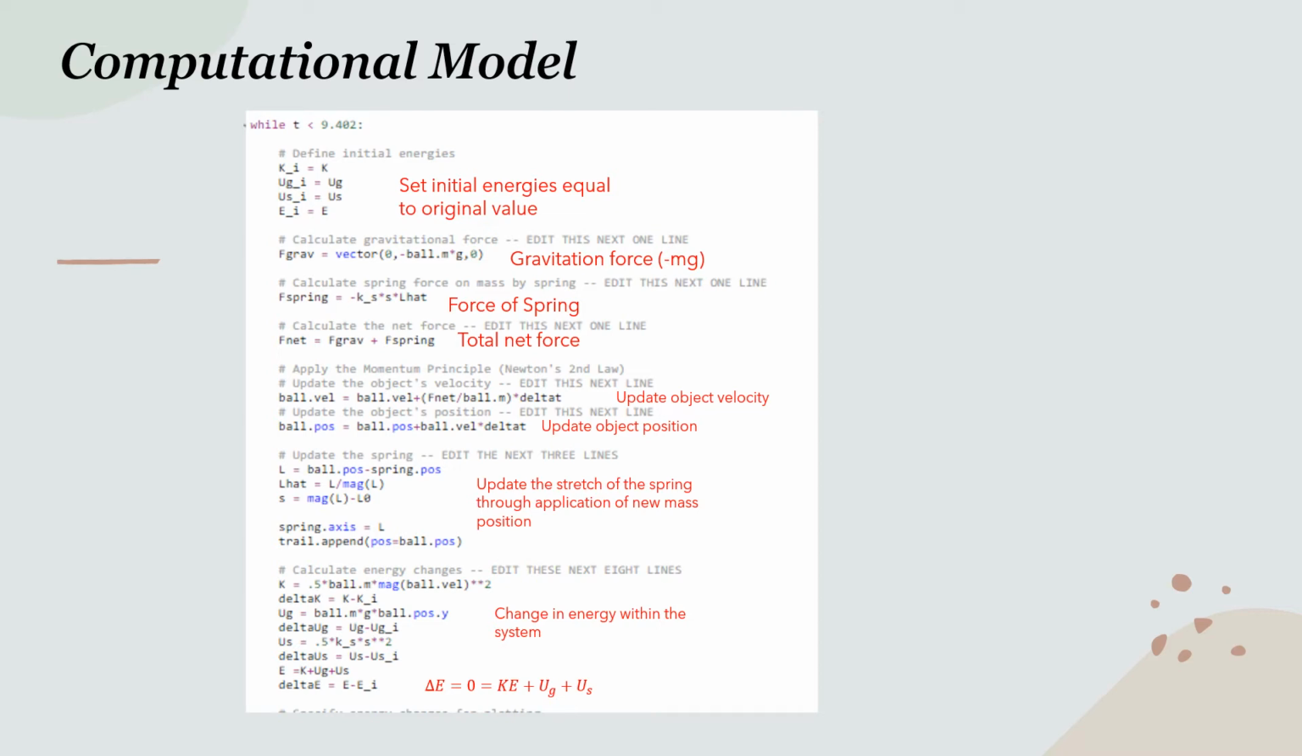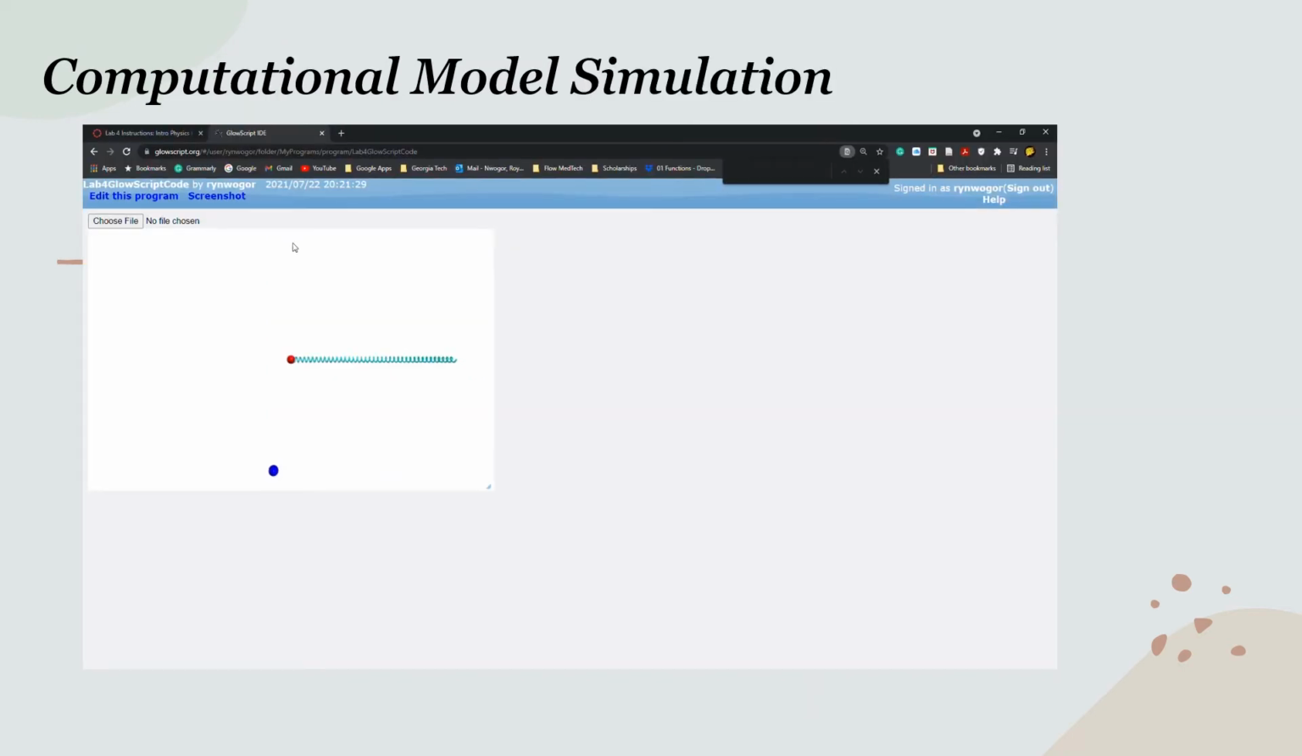I calculated the force of the spring as shown here, and then calculated the total net force to be gravitational force plus spring force. I then used Newton's second law to update the object's velocity and the object's position, and then updated the stretch of the spring through application of the new mass position as shown here, where L is equal to ball position minus spring position, and L hat is equal to L divided by the magnitude of L. I then incorporated the change in energy within the system, as shown here, where the total energy change is equal to 0.